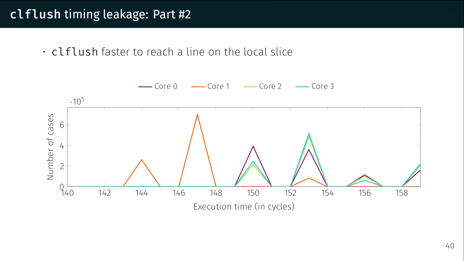Now let's go back to CLFLUSH and see what's the relation with that. The thing that we noticed is that CLFLUSH is actually faster to reach a line on the local slice. So if you're always flushing one line and you run your program on core 0, core 1, core 2, and core 3, you will observe that on one core in particular, CLFLUSH is faster. Here this is on core 1, and you can see that cores 0, 2, and 3 are a bit slower. And here we can deduce that, since we ran the program on core 1 and flushed always the same line, the line belonged to slice 1.